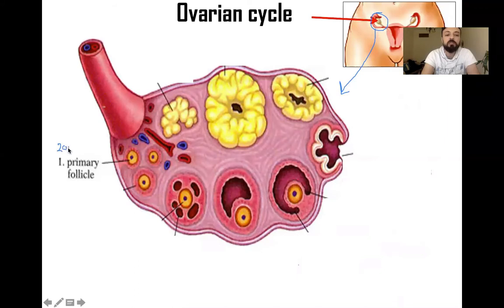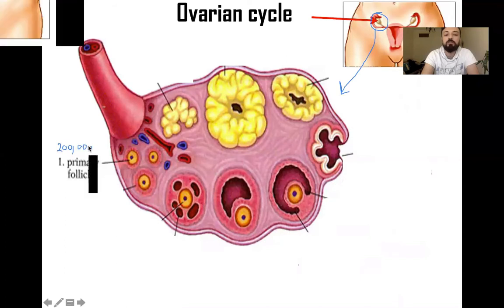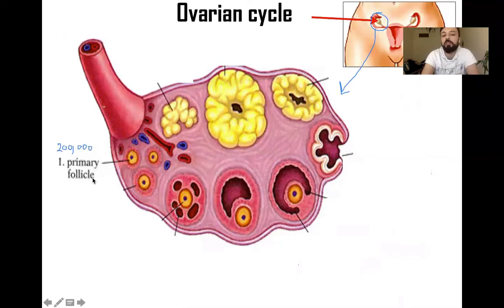How many stored follicles do we have? We have around 200,000. Very good. We have around 200,000 stored primary follicles. Every period, after puberty, as the female hits puberty, I need you to focus here, because what I'm going to explain contains too much detail.